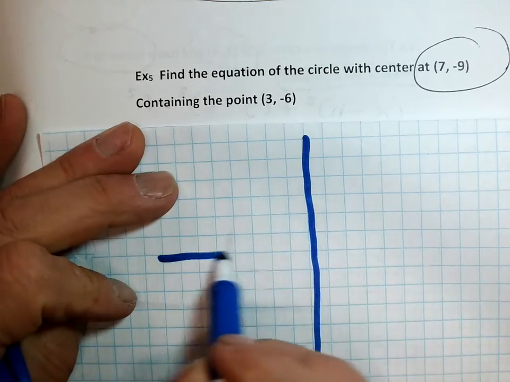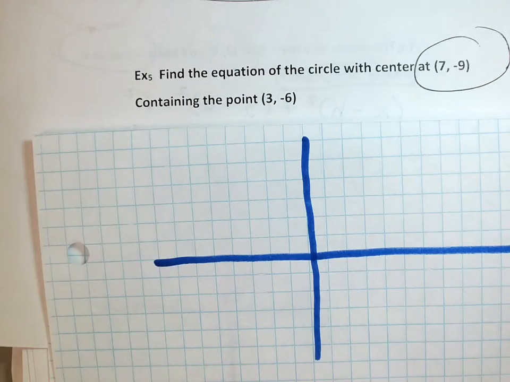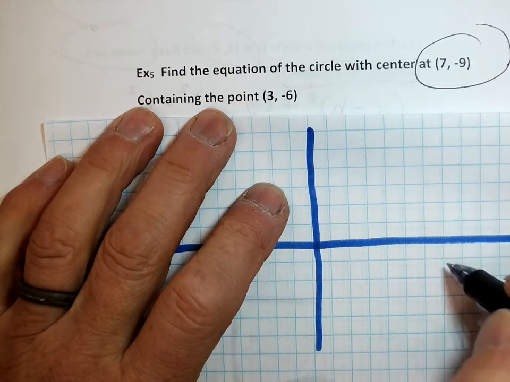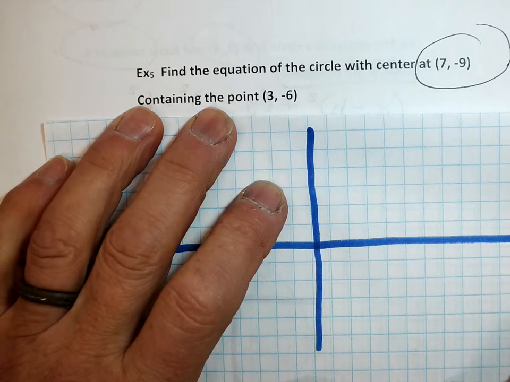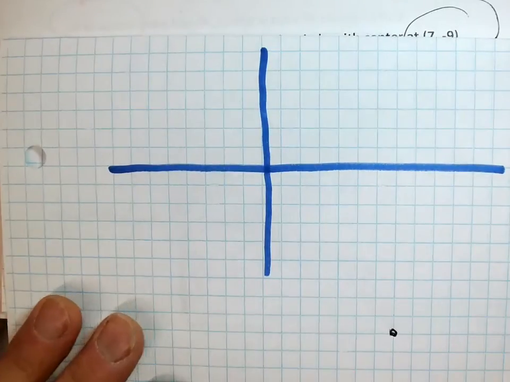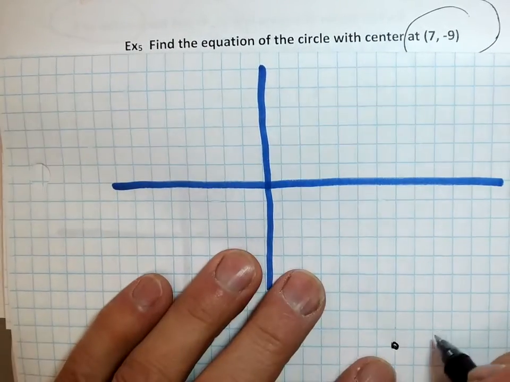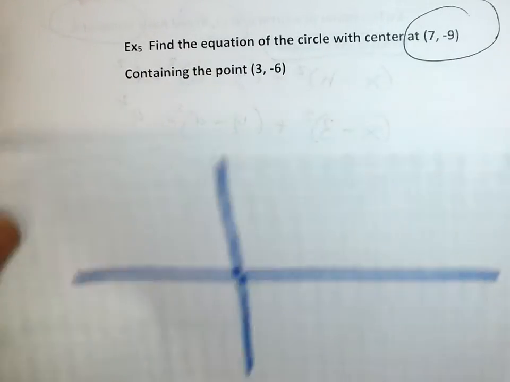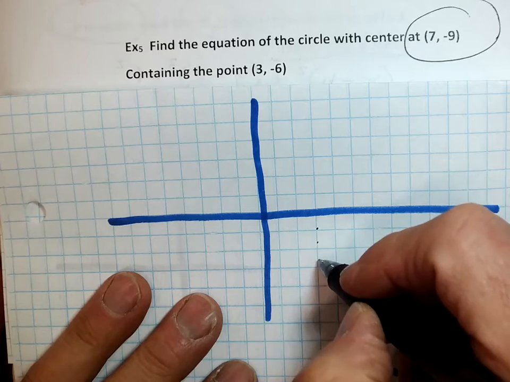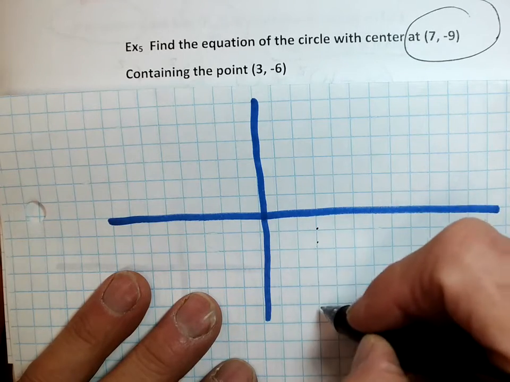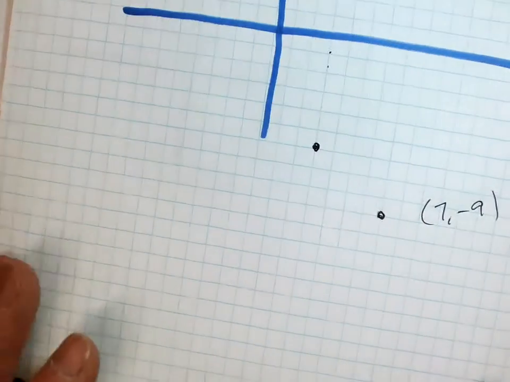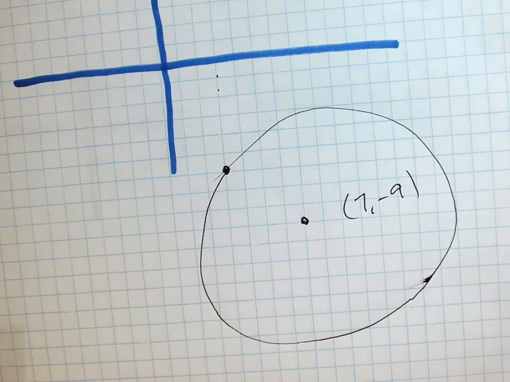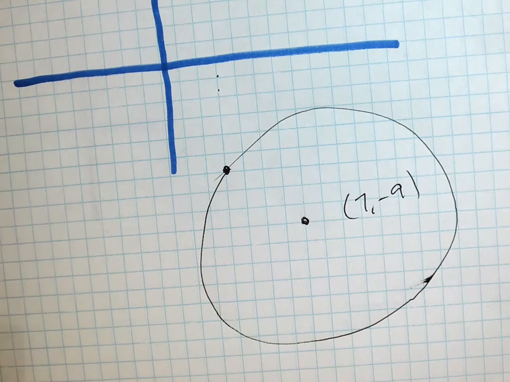7, negative 9. So let's see, 1, 2, 3, 4, 5, 6, 7. 1, 2, 3, 4, 5, 6, 7, 8, 9. Whoa, way down there. But I got it on my graph. That's my point at 7, negative 9. And then it contains point 3, negative 6. 3, 1, 2, 3, 4, 5, 6. Okay, here's what I have. It's going to look something like this. Terrible drawing, but it's good enough for me to get what I need.